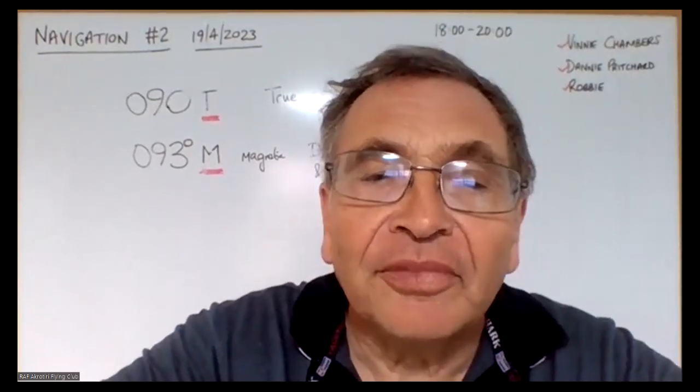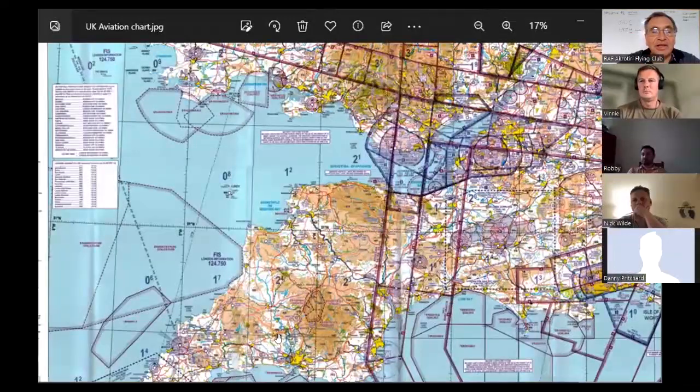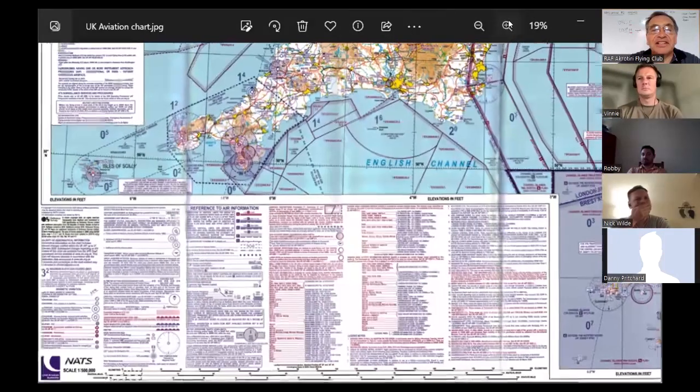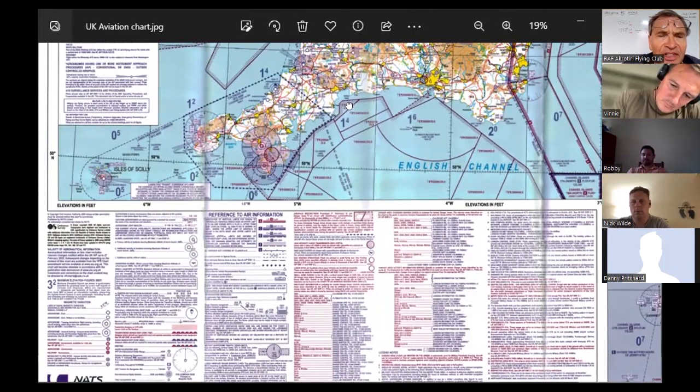Now, let's look at the UK. Now, in the UK, we've got something completely different because the UK being a much bigger area, variation changes over the whole chart. So we have something called isogonals.